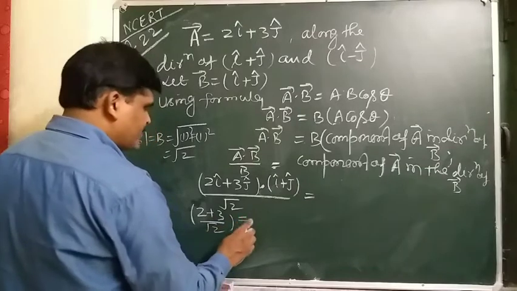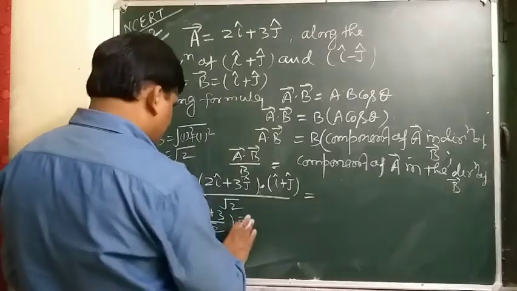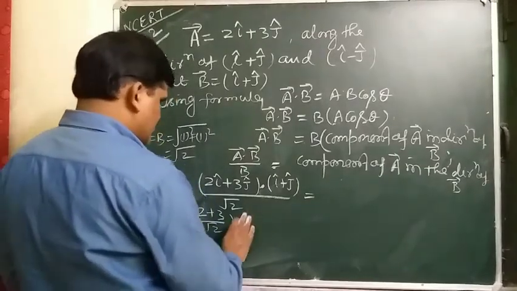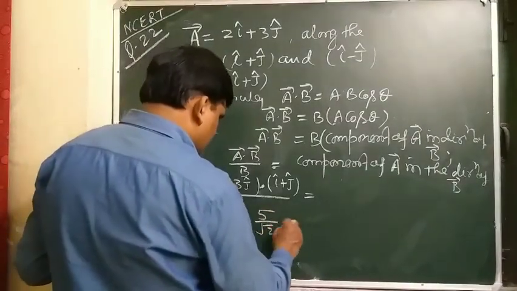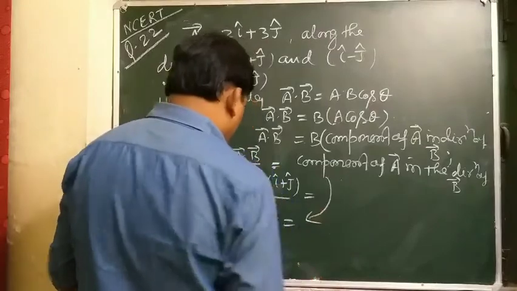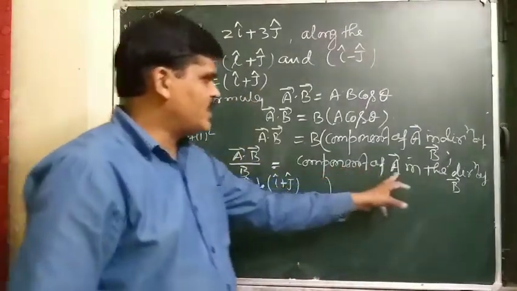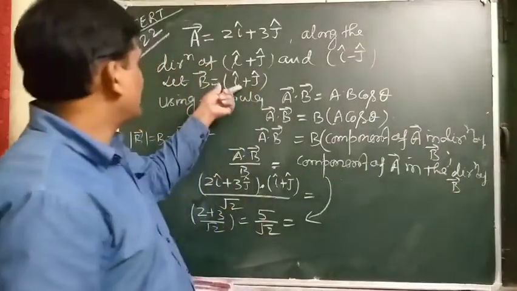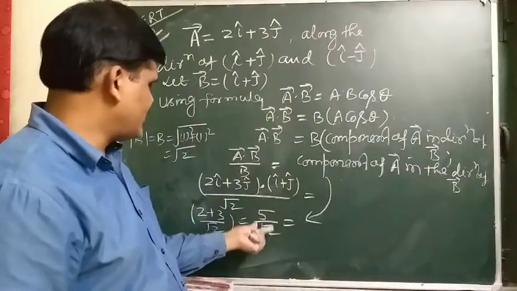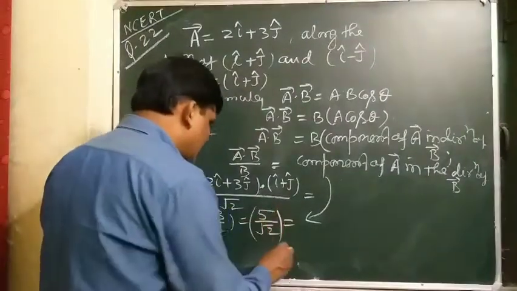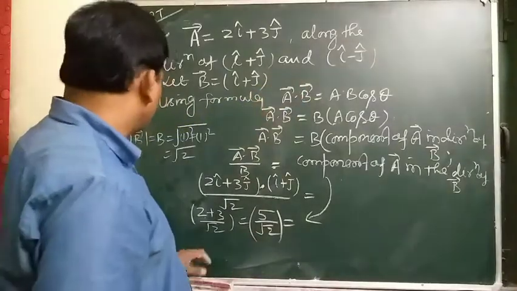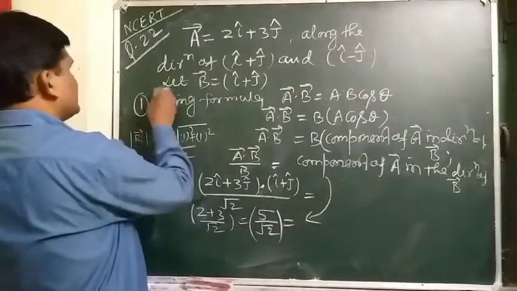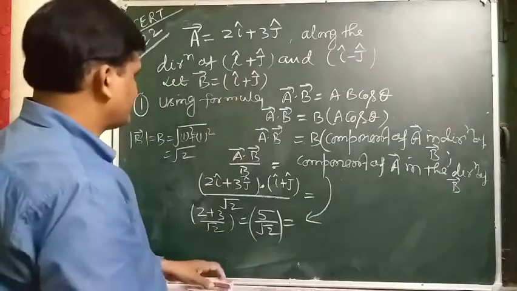And student, it comes out to be 2 plus 3, 5 by root 2. So this is the component of vector A in the direction of vector B, which is 5 by root 2. And the second case also we have to find. First case was in the direction of i cap plus j cap.